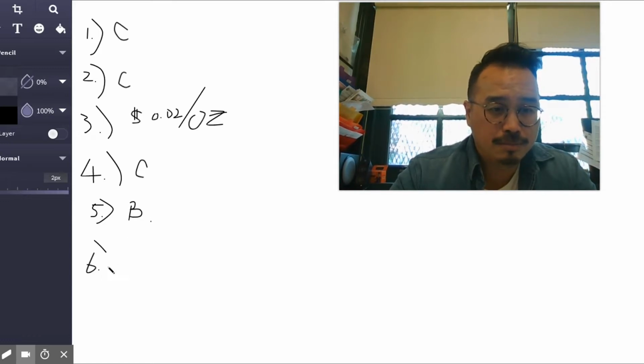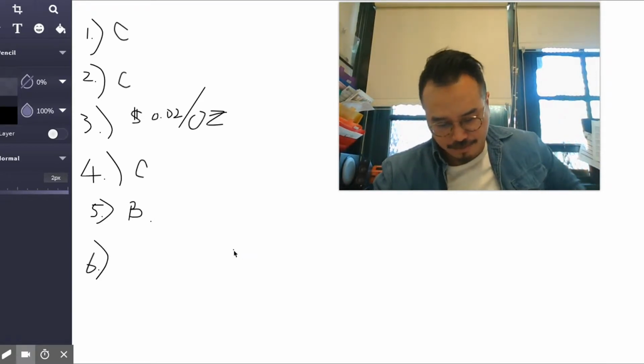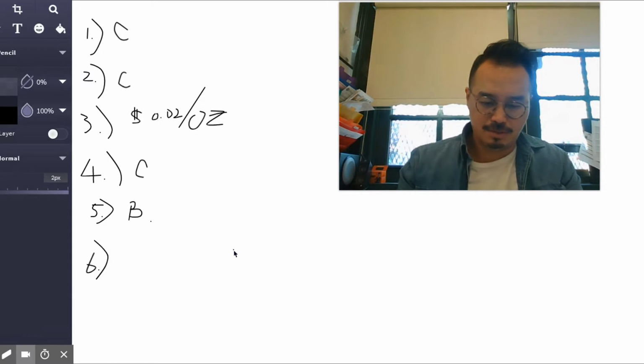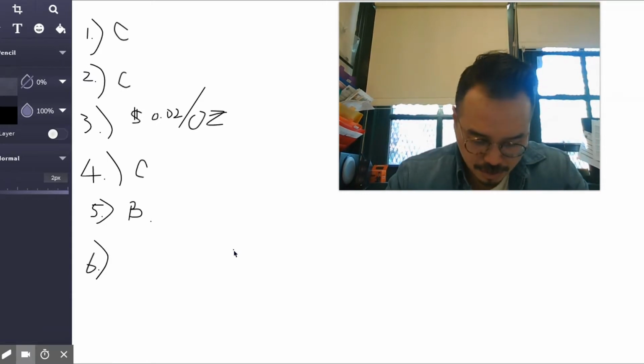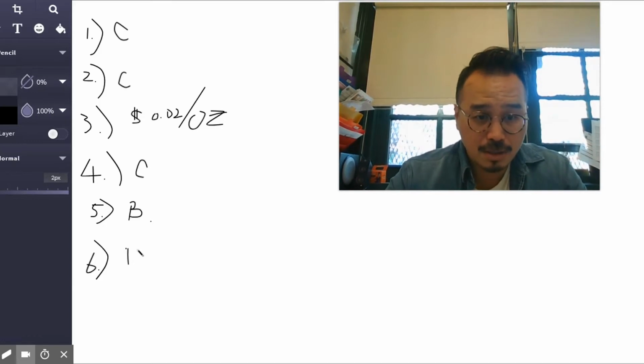6. Let's see. Okay, same old thing. What's the unit rate? I mean, this one's like straightforward. Cost per dollar, right? So you just read the graph. All right, so it's B.